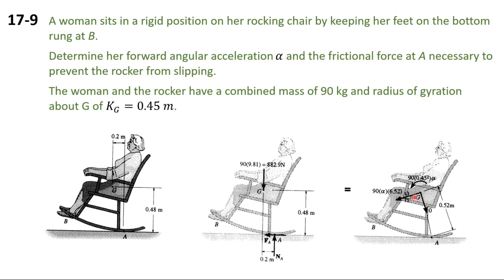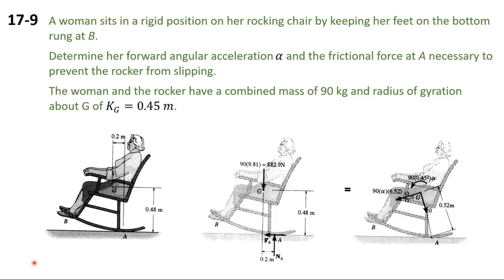So the omega is going to be equal to 0, while the tangential component is going to be equal to r multiplied by alpha, where we don't know what alpha is. Also, we're going to have the IG alpha causing the moment in the kinetic diagram.